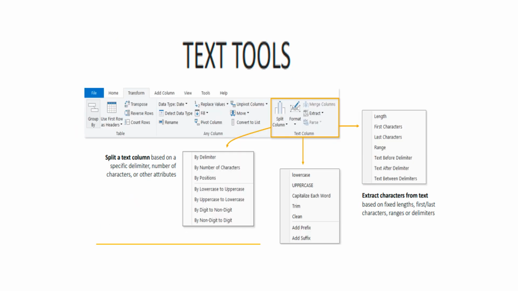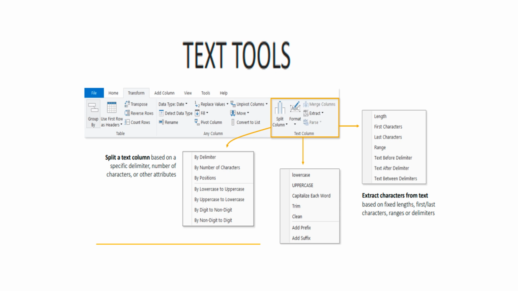Okay, next we'll discuss text tools. Another important feature of Power BI is text tools. Here you can see we have text tools. The first one is split column. Split text column means splitting based on a specific delimiter, number of characters or other attributes: by delimiter, by number of characters, by position, by lowercase to uppercase, by uppercase to lowercase, by digit to non-digit, by non-digit to digit. These are some text tools.